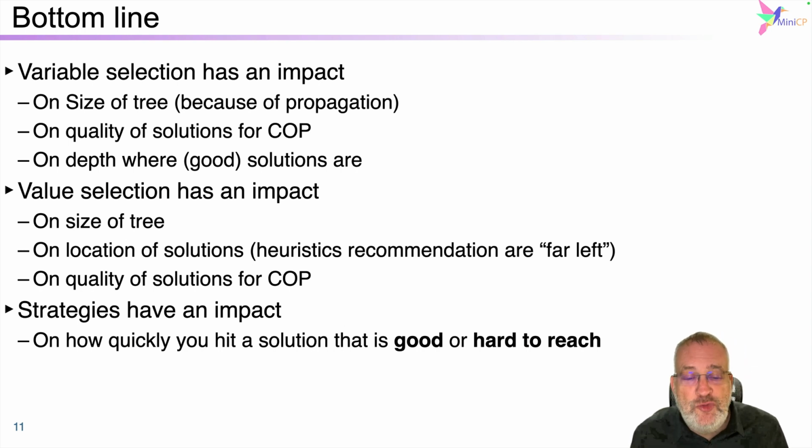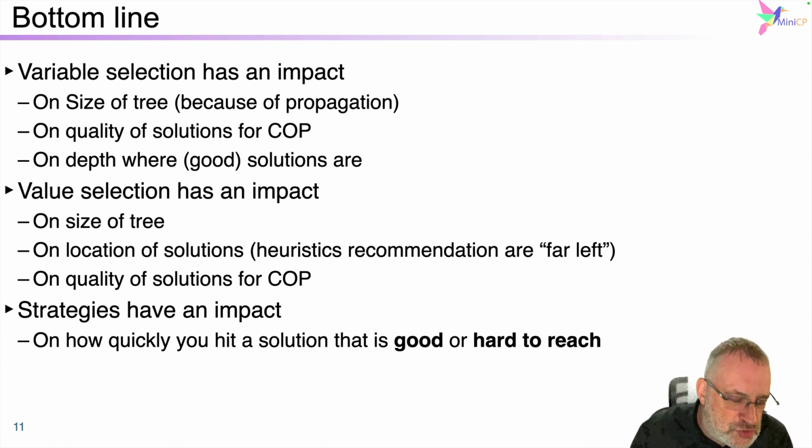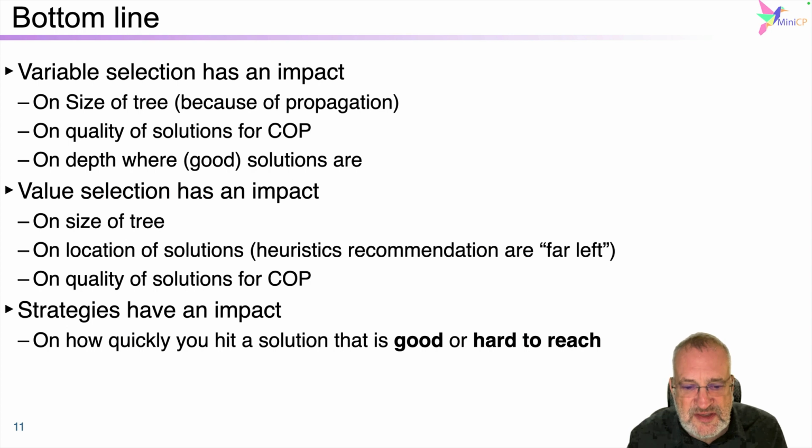Strategies are a way to mitigate weaknesses of your variable and value selection heuristic in the case that you have solutions that are hard to reach, or that good solutions are hard to reach. You'd like to actually be able to look around in the tree a little bit more flexibly and not necessarily follow that first search approach. We'll talk about that too.